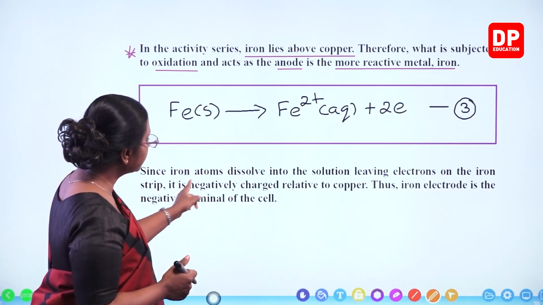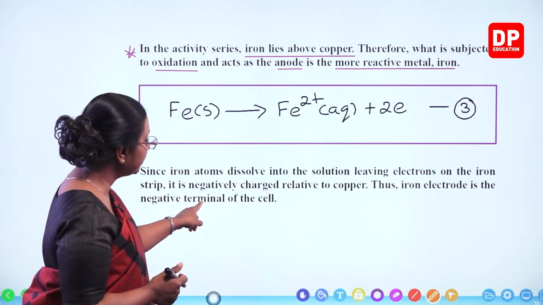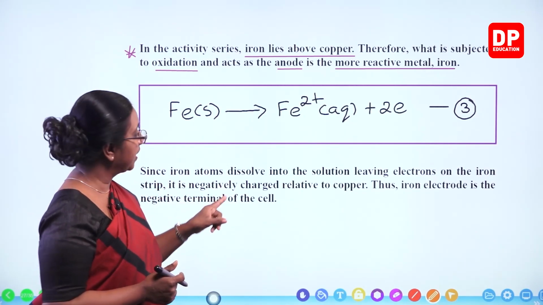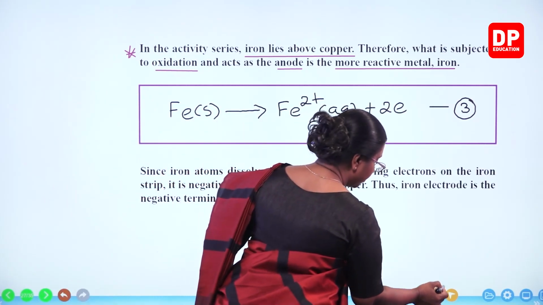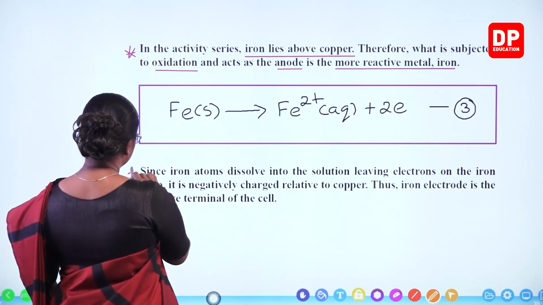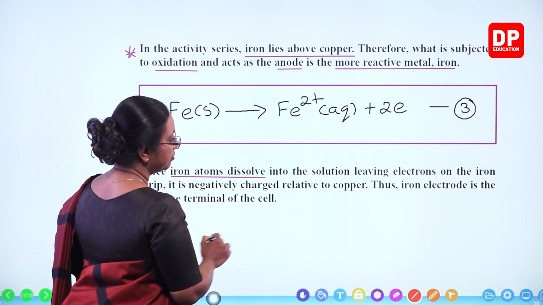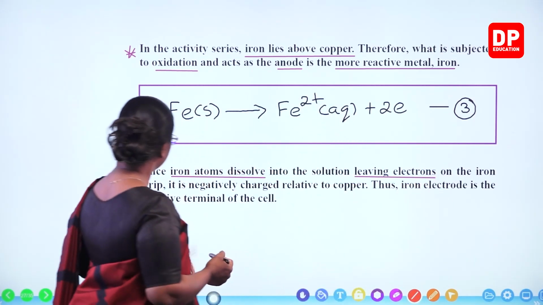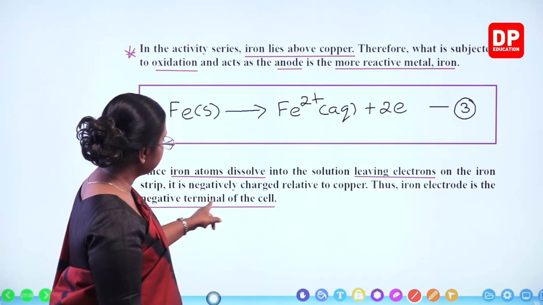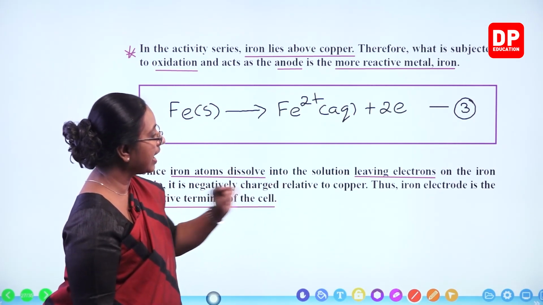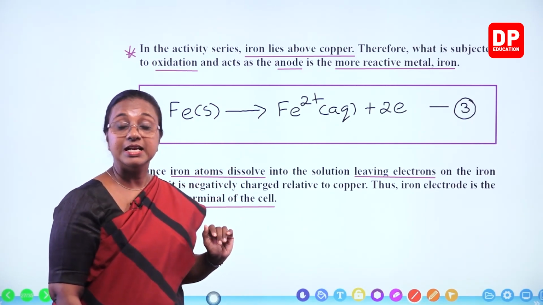Since iron atoms dissolve into the solution, leaving electrons on the iron strip, it is negatively charged relative to copper. Thus, iron electrode is the negative terminal of the cell. So that is also important. So here you can see iron atoms dissolve into the solution, leaving electrons on the iron strip. It becomes negatively charged relative to copper. Thus, iron electrode is the negative terminal of the cell. So that is what we have already discussed.